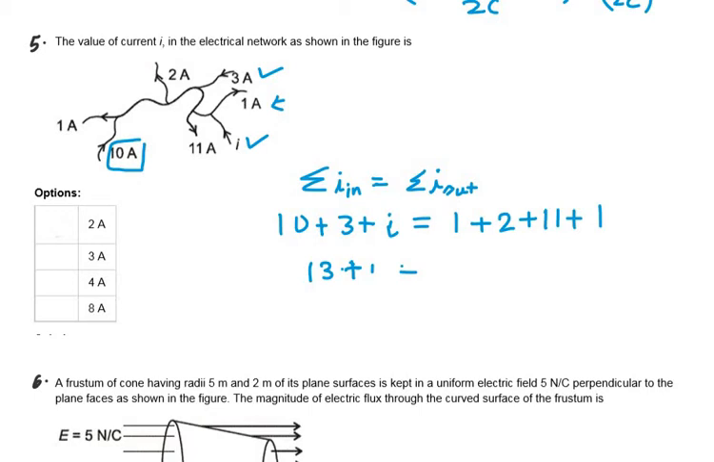And on the right hand side we have 1 plus 2 plus 11 plus 1. So it gives us 13, 14, 15. So it will be 50. Now we need to bring 13 to the right hand side. So it will be 15, take away 30. So it will be 2 ampere. So the right option here is first part. So this is for question number 5.